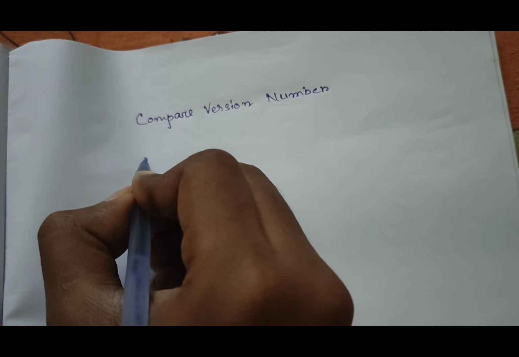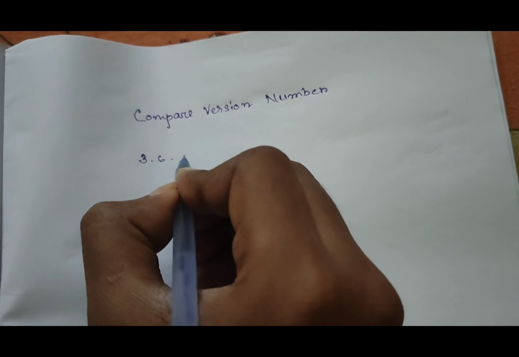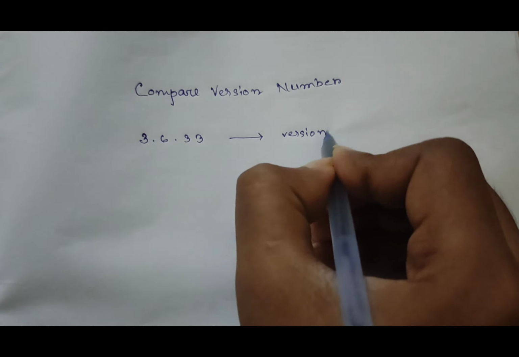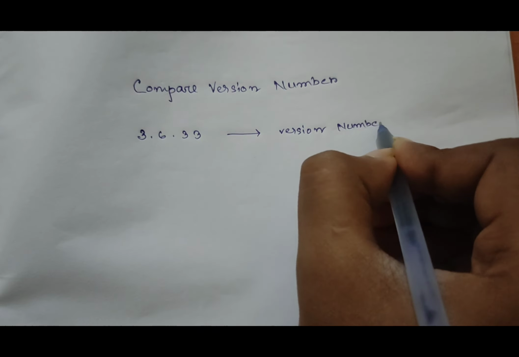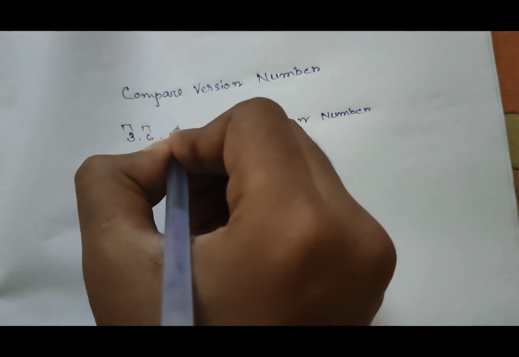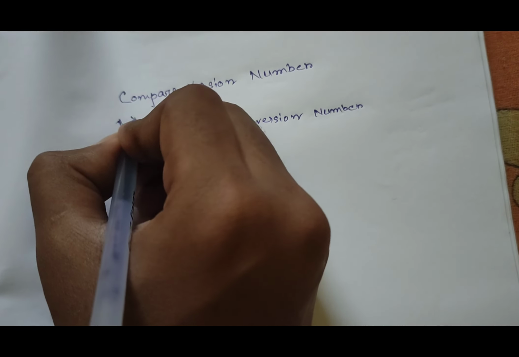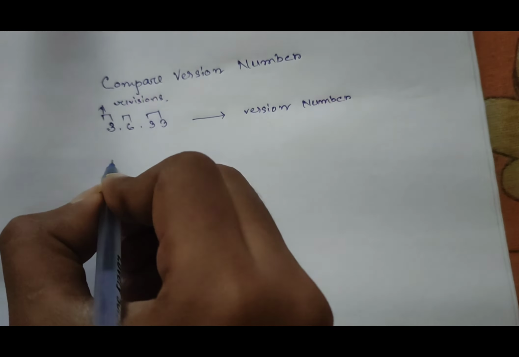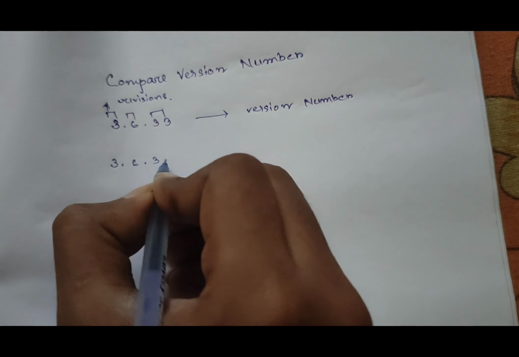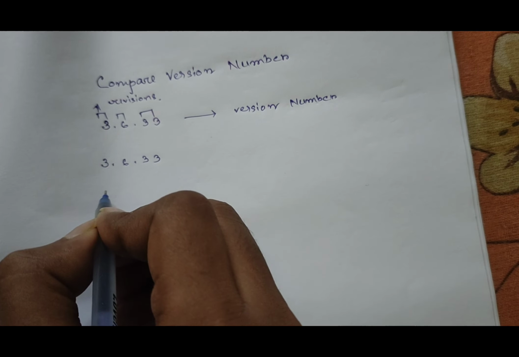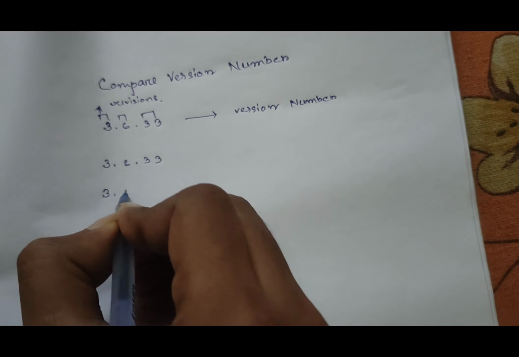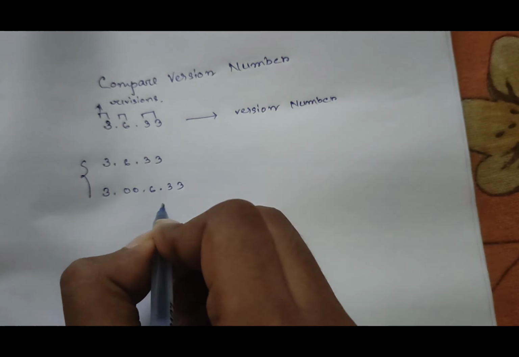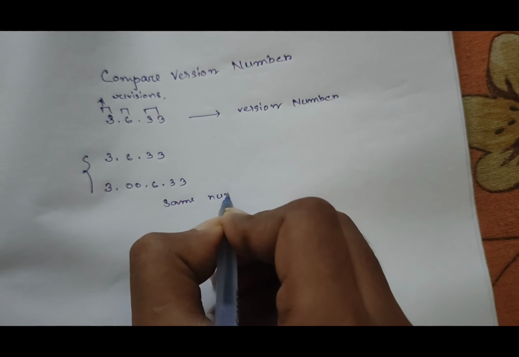Like 3.6.33, this is the version number, and 3, 6 and 33 are the revisions. In the question they also say that 3.6.33 and 3.00.6.33 are the same numbers.